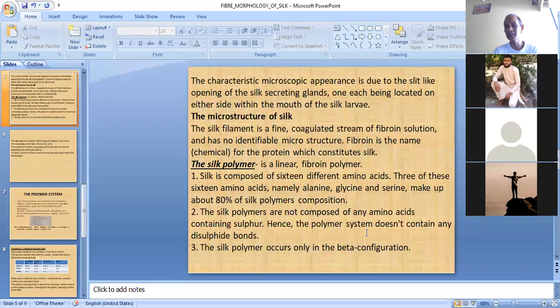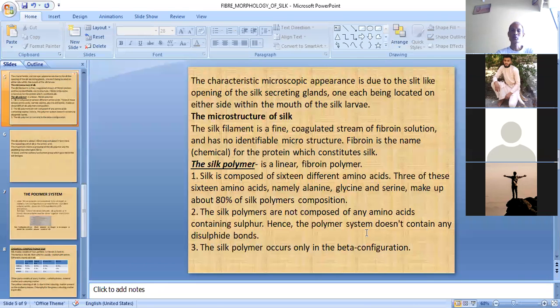Fibroin means protein of the silk, and has no identifiable microstructure. इसका जो microstructure है बहुत specific या identifiable नहीं है, जैसा कि wool और cotton के केस में है. Fibroin is the name of the chemical, the protein which constitutes silk. I have already shared so many times. Just like cellulose is the name of the polymer of cotton, keratin is the name of the polymer of wool, fibroin is the name of the polymer of silk.